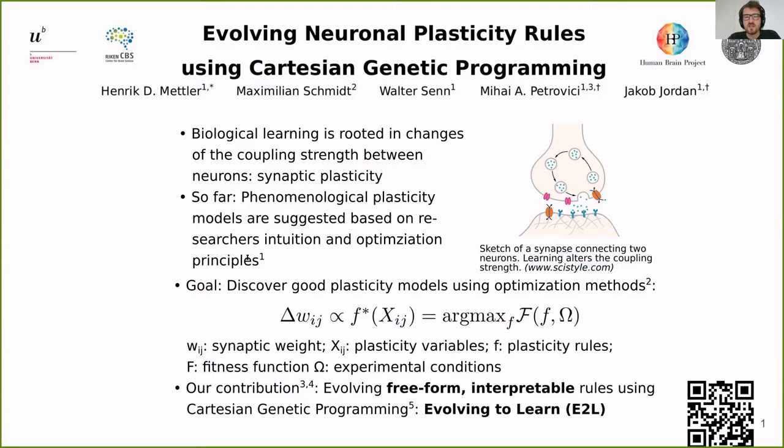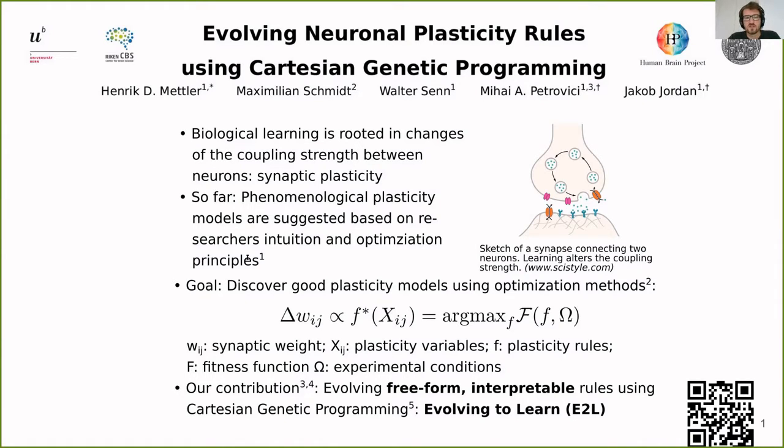It is widely believed that learning in biological agents happens by changes in the coupling strength between neurons, which is also termed synaptic plasticity. Until now, models of synaptic plasticity are mainly built in a manual process guided by researchers' intuition. Our goal is to find good plasticity models by automating these procedures, setting the update function of synaptic coupling strength, also called synaptic weight, as an optimization problem.